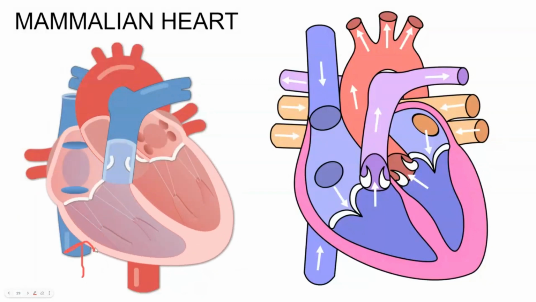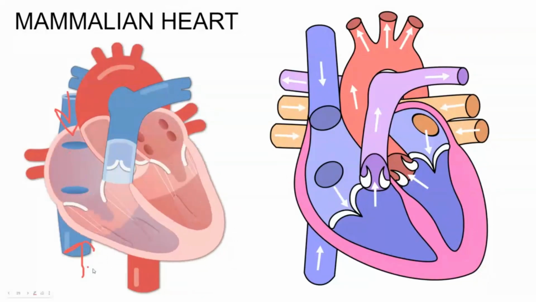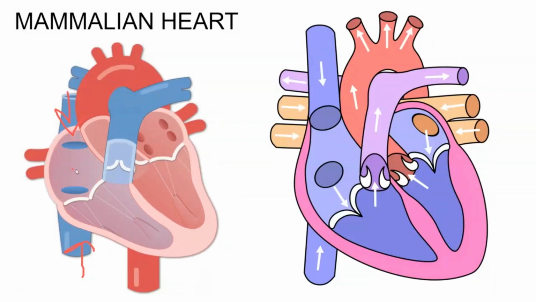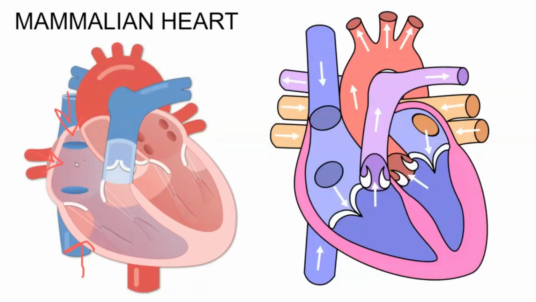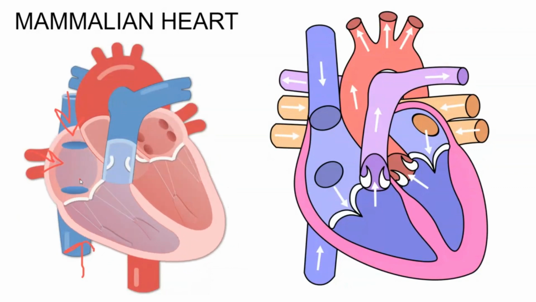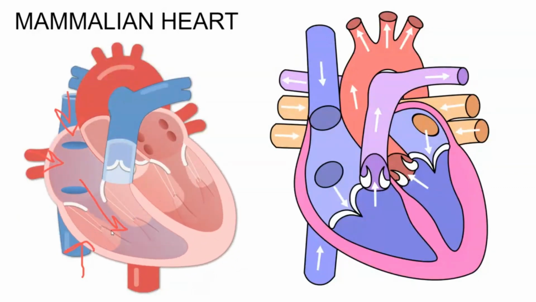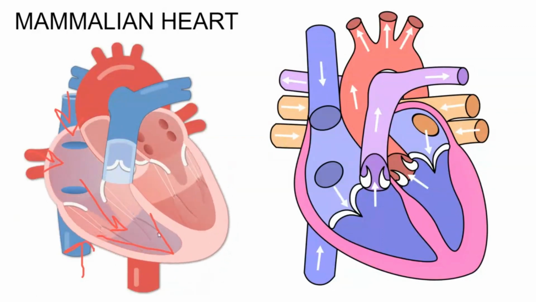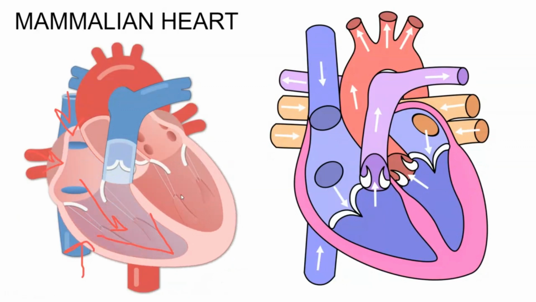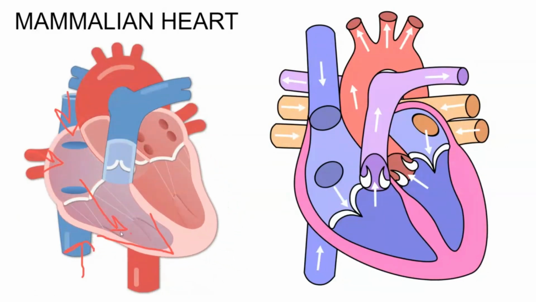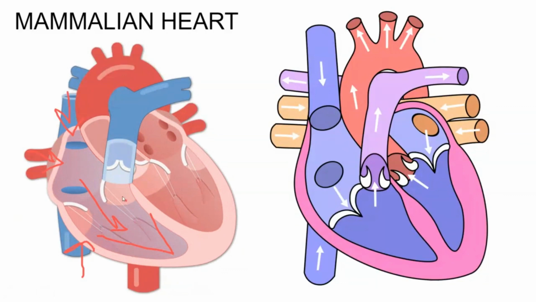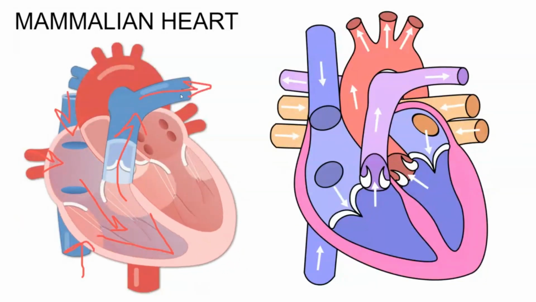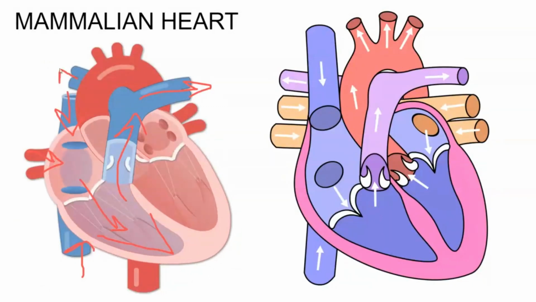Deoxygenated blood comes in through the vena cava, either the top or the bottom. Once it goes into the vena cava, it gets dumped into the right atrium. Then it will be pumped into the right ventricle. Ventricle is easy to remember because it's shaped like a V. The ventricle pump is a very strong, forceful pump. This blood moves past the pulmonary valve into the lungs via the pulmonary artery.